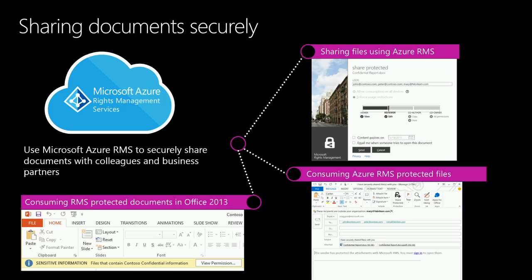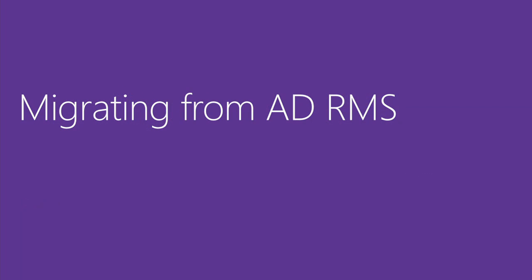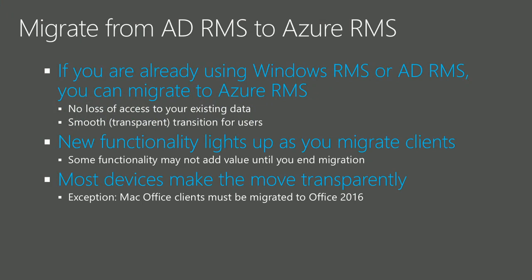Now, some of you may already be using ADRMS, the early version of this that runs on premises. So for your scenario, we released what is called the Azure RMS Migration Toolkit. So you can migrate from ADRMS to Azure RMS with no loss of access to data very easily. It's the easiest deployment scenario.